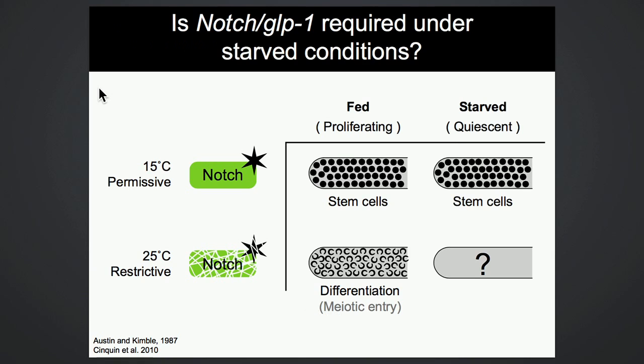So I've repeated this temperature shift experiment under starved conditions where these cells are quiescent to ask whether Notch signaling is also required under quiescent conditions.